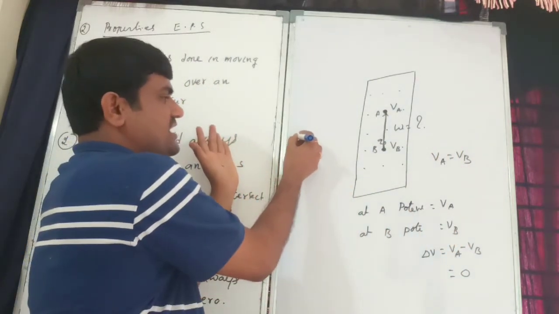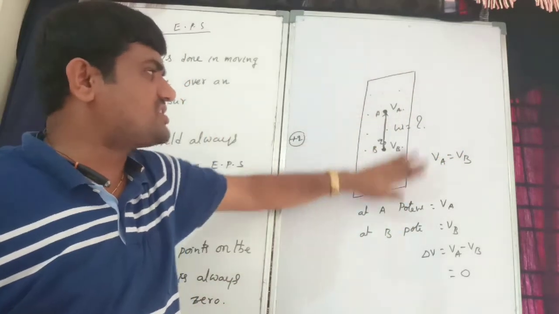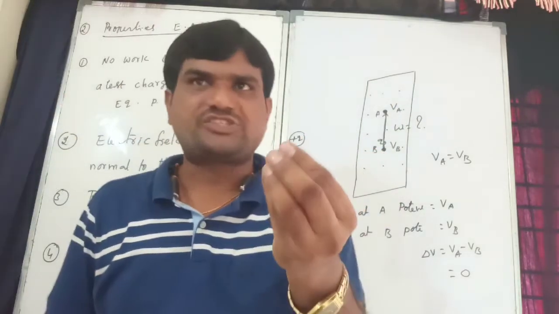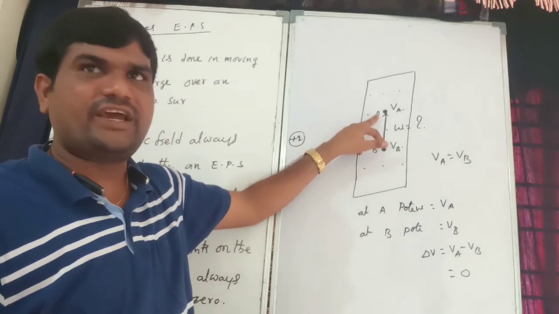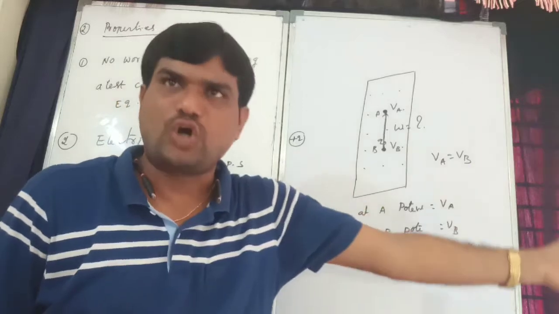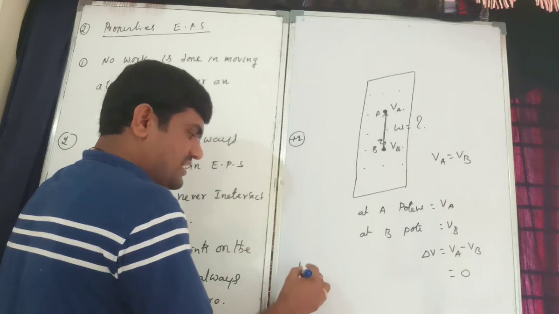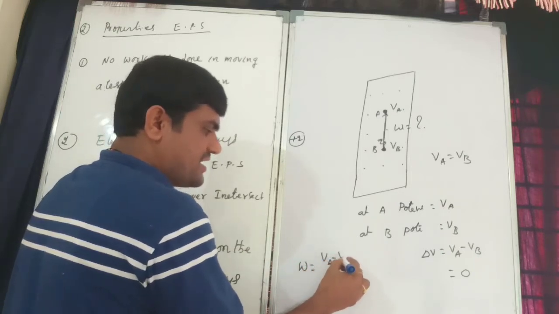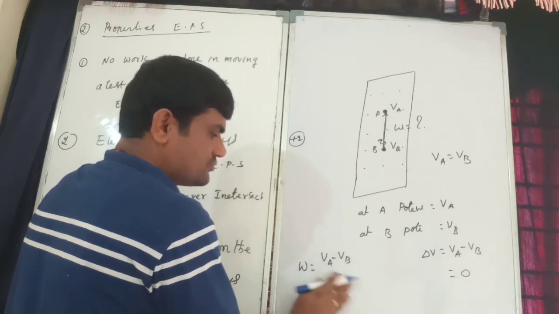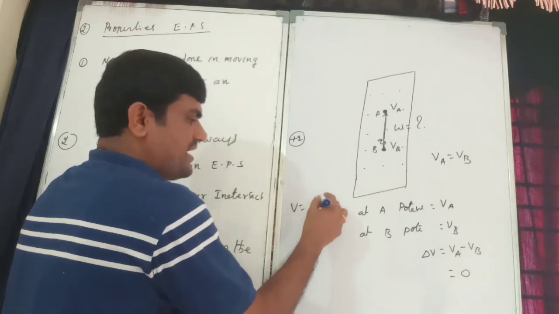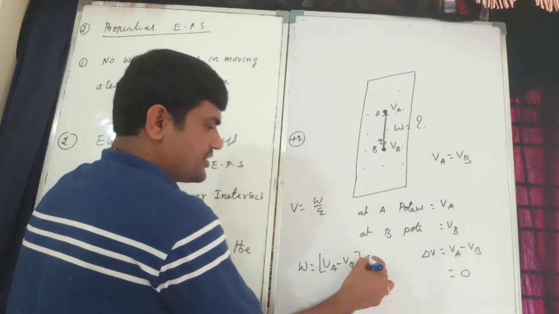Here this is the positive charge. These are the given field lines. Yes or no? Field lines. That means a charge can occupy. Now here some small charge we want to bring from B to A. Required work done is equal to how much? That is the potential difference. So V is equal to W by Q, so W is equal to VA minus VB into Q naught.